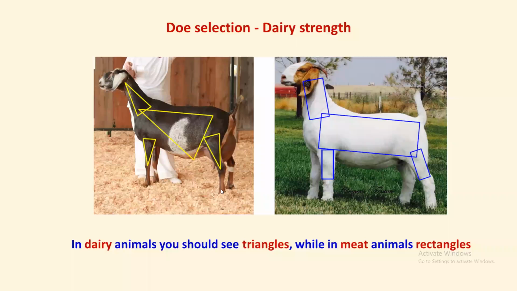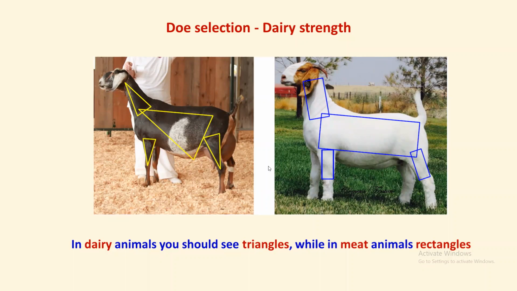Now, doe selection is mainly about the dairy traits. First of all, when you see your doe from the side, it should have a triangular shape in the neck, in the thigh, and the forearm also. It should be a triangular shape. The barrel should also have a triangular shape. This is the indication of a good dairy animal.